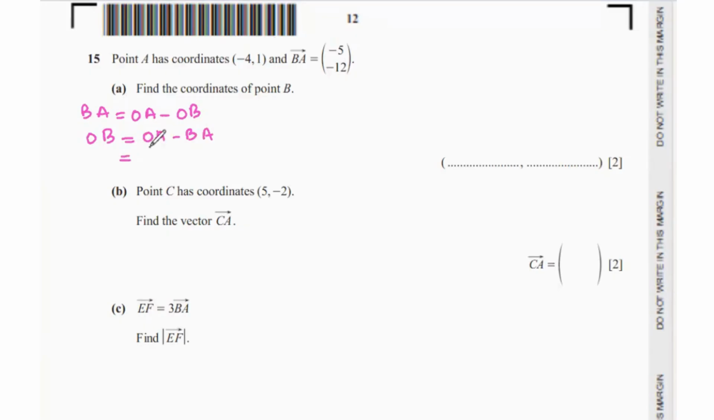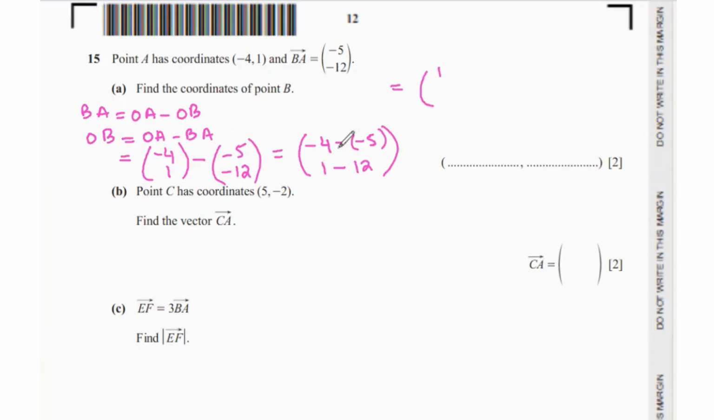So OA is -4 and 1. I'm just rewriting the coordinates as a vector. And BA is -5 and -12. So -4 minus -5 and 1 minus -12. So that's negative minus negative is positive, so negative 4 plus 5 is 1, and 1 plus 12 is 13. So 1, 13 are the coordinates of B.